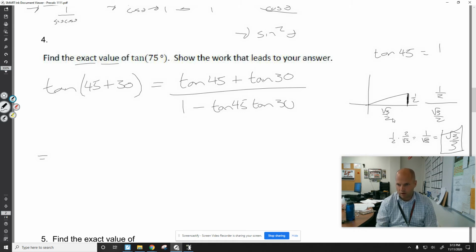I don't care if you write 1 over root 3. It's just you might have to rationalize it later. There are multiple choice questions. Usually all the answer choices are rationalized. So here we go. We got 1 plus, I'm going to keep it as root 3 over 3, over 1 minus 1 times root 3 over 3.